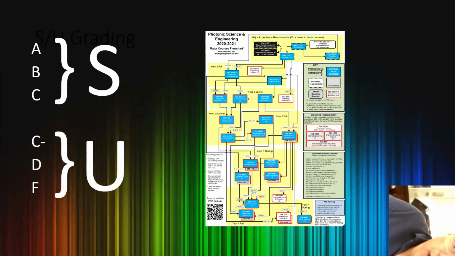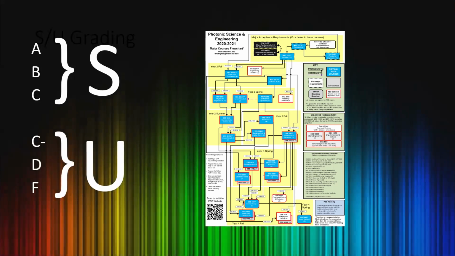So why might you do this? Well, if you've got a high GPA and you think you're going to get a C, then it might be worth taking the S. However, anything below an S, so that's C minus, the D, and the F, will be equivalent to a U. Again, if you think you're going to get a D or an F, then it might be worth taking the U.